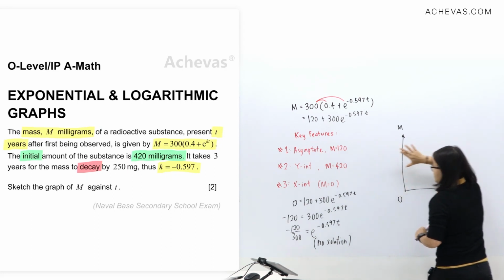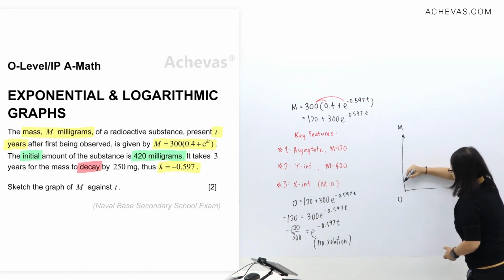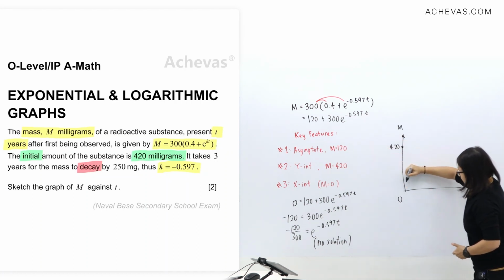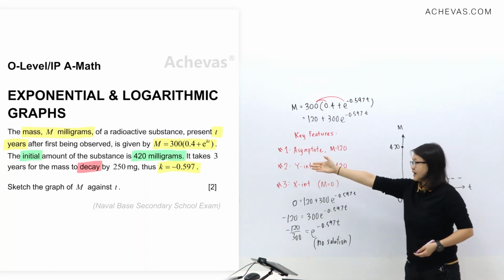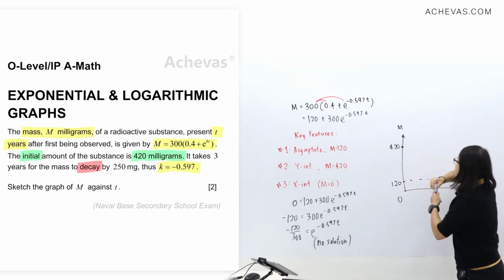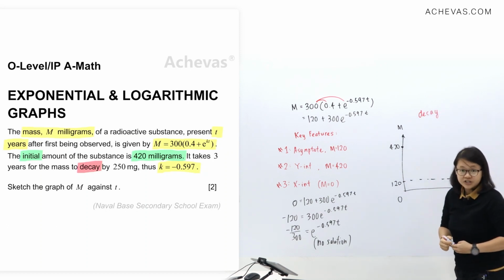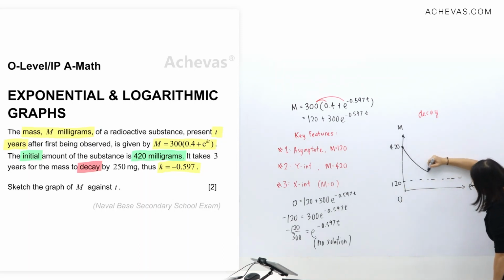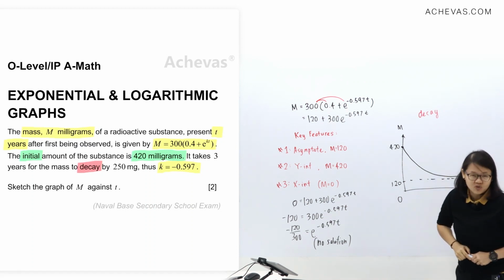Now let's take a look at these two here, key features 1 and 2. I'm going to place them in here. So I start at 420, so I have a point here, 420. Asymptote at 120. Let's draw a dotted line at 120. You also notice there's a keyword that I have highlighted in red, that's the word decay. If you understand the word decay, it means it reduces over time. So for this one, we're going to sketch a graph approaching the asymptote this way. Alright, so that's all for this exponential graph question.